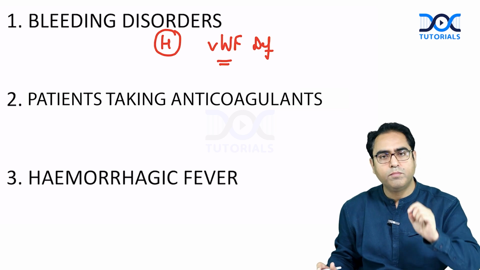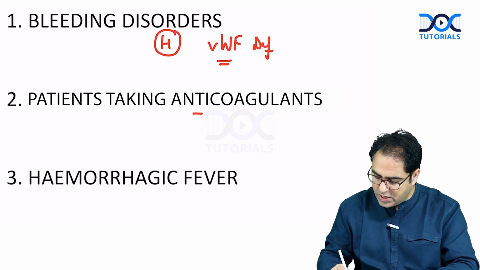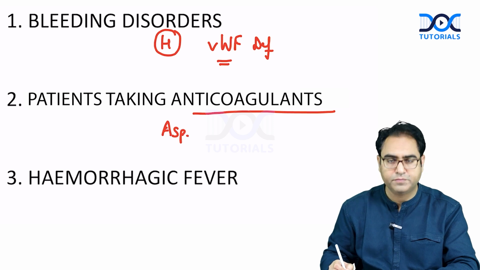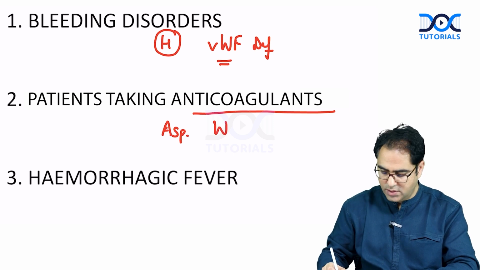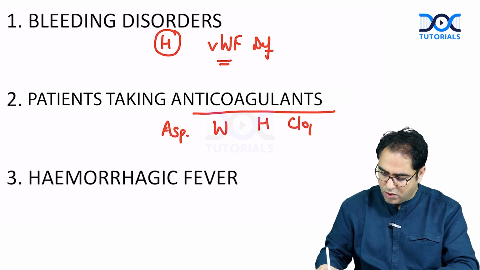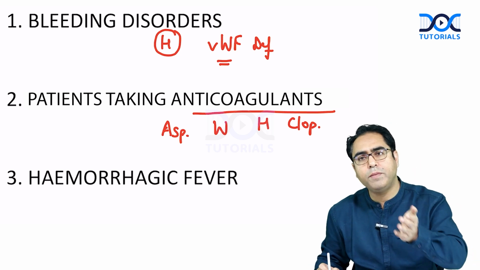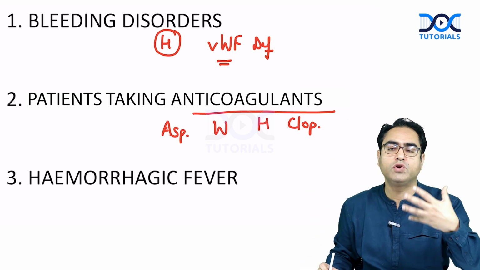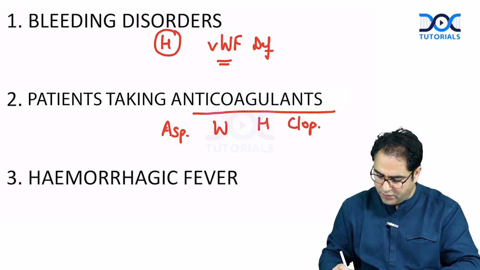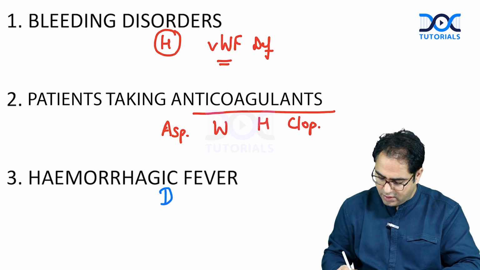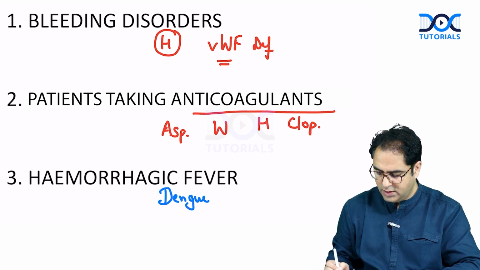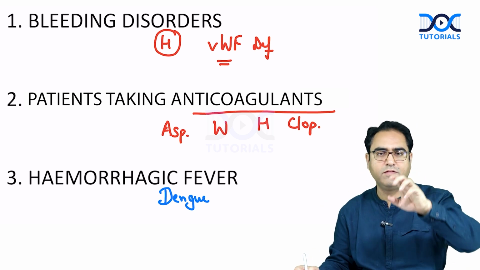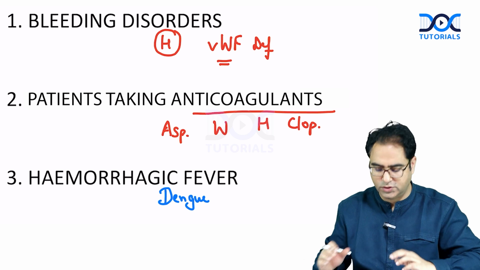Okay, so bleeding disorder number 2: patients taking anticoagulant drugs. A lot of people are taking aspirin nowadays, warfarin, heparin, or clopidogrel. A lot of people are taking anticoagulant drugs for some other reason, and they can also have epistaxis because of deranged coagulation profile. Hemorrhagic fever like dengue, dengue is leading to thrombocytopenia. That can also. So think about systemic conditions which can be linked with epistaxis. They can mix and match and make a question.